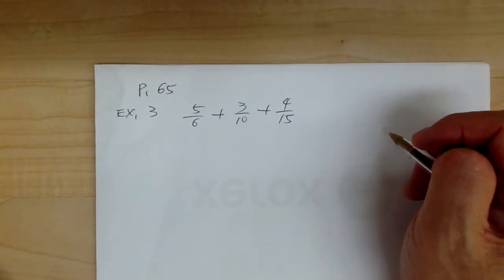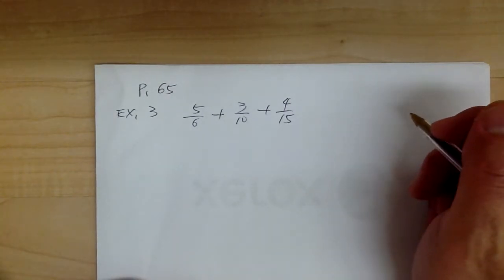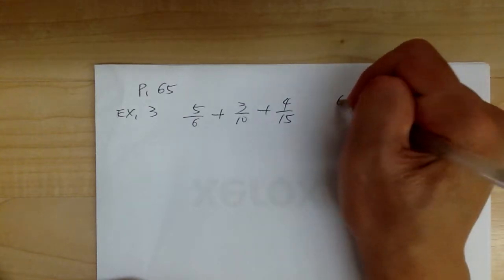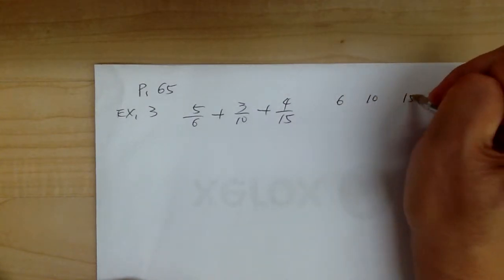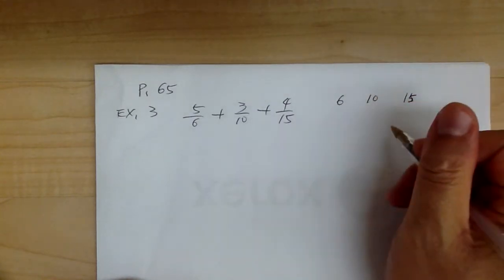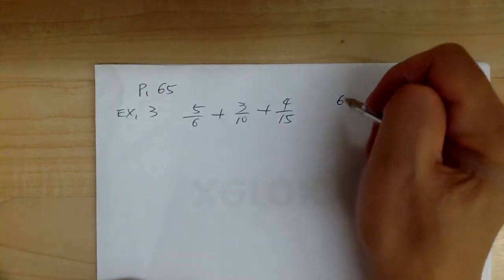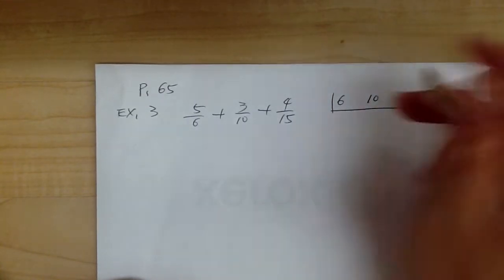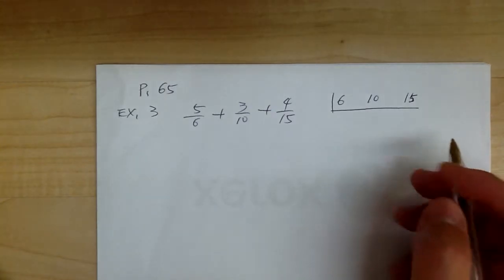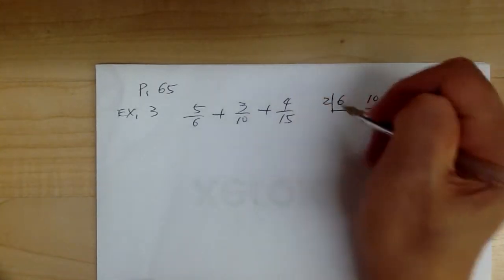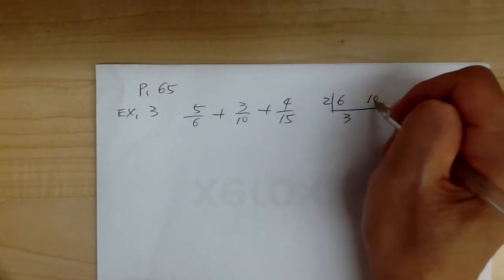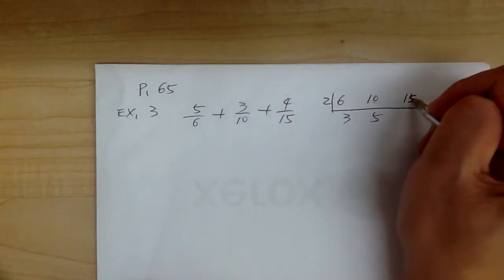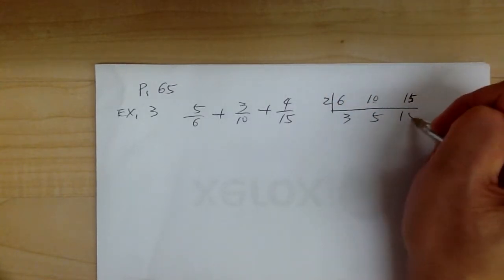Again, first thing you need to do is get the LCD, the lowest common denominator. So use 6, 10, and 15. And as in the previous lesson, when you're doing the LCD, as long as two of the numbers can divide, you can go and do that. So both of these are even, so you can divide by 2. So you get 3, and 10 divided by 2, you get 5. This one you cannot divide exactly, so leave it alone.